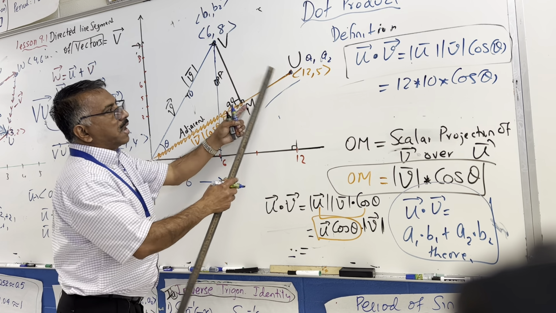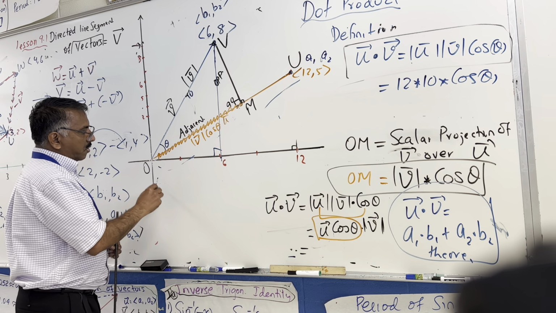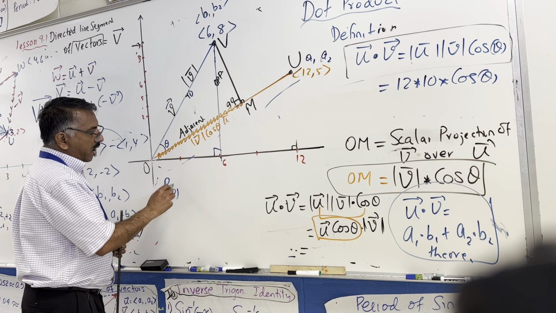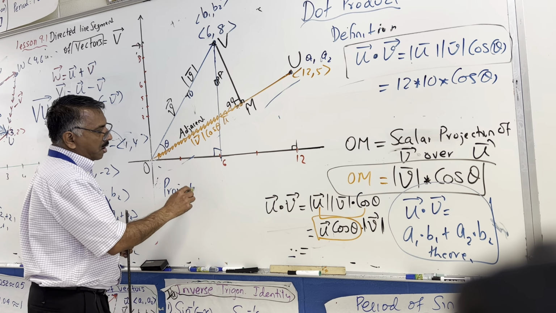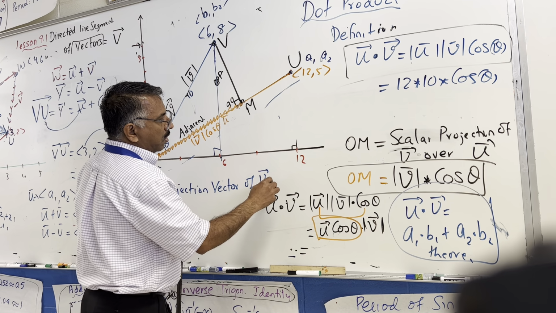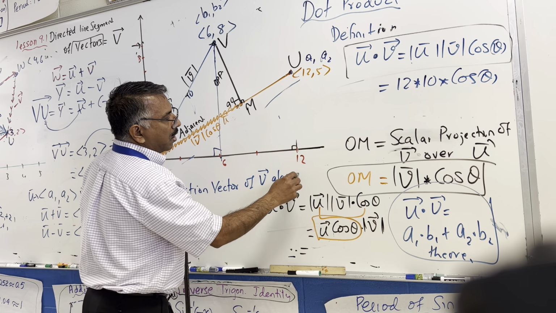Okay. Now, in the next part, we want to know what the projection vector is. Now comes the name: the projection vector of this v bar along u bar.